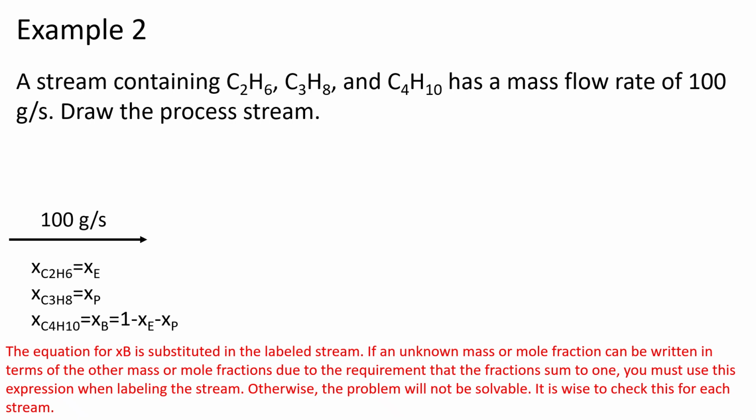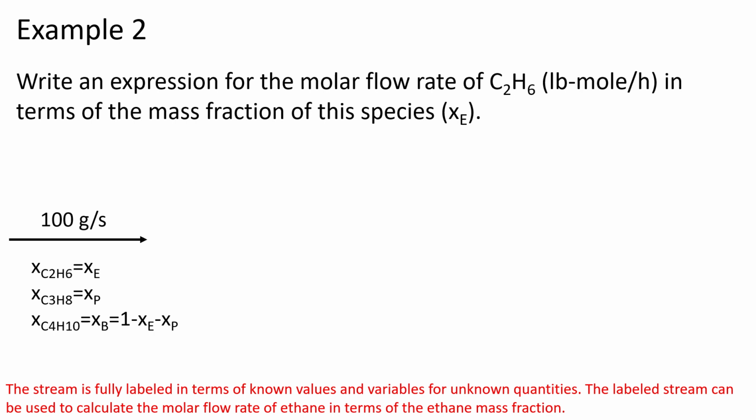The equation for the mass fraction of butane is substituted in the labeled stream. If an unknown mass or mole fraction can be written in terms of the other mass or mole fractions, due to the requirement that the fractions sum to 1, you must use this expression when labeling the stream. Otherwise, the problem will not be solvable. It's wise to check this for each stream. The stream is fully labeled in terms of known values and variables for unknown quantities.